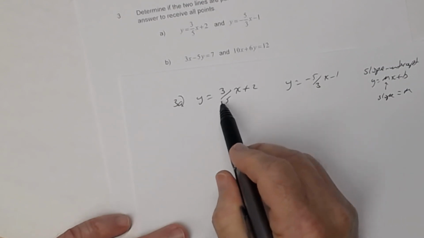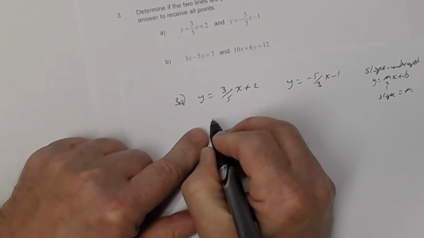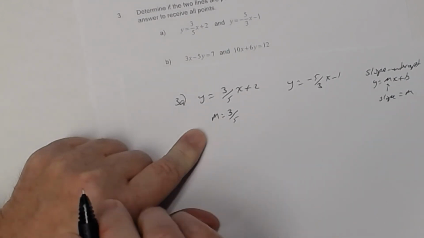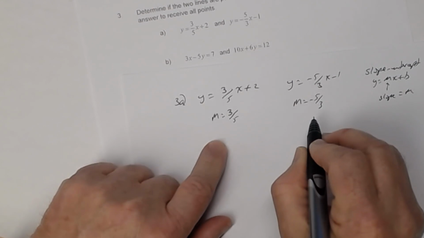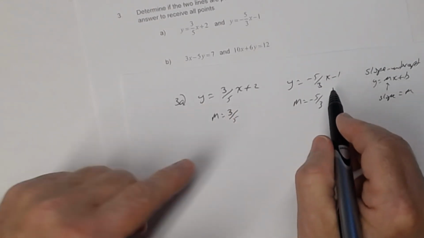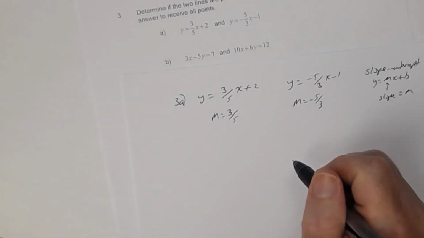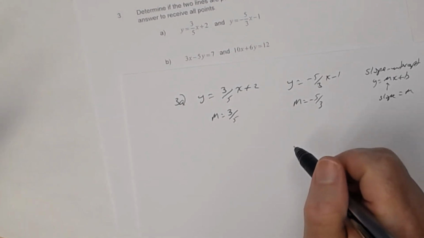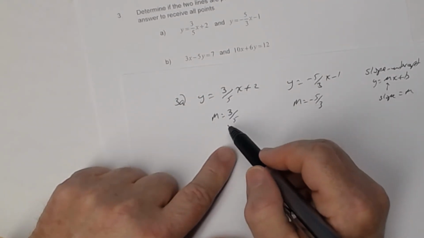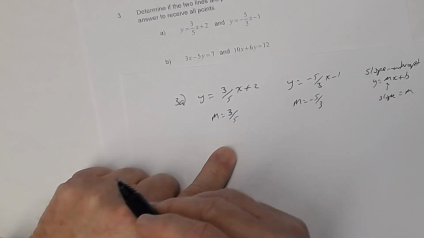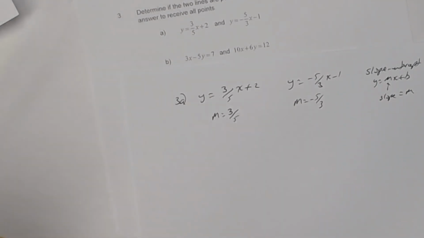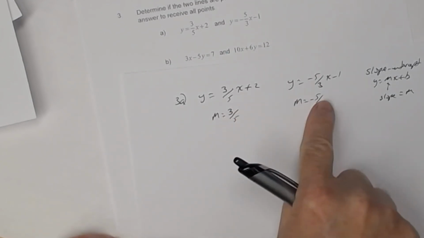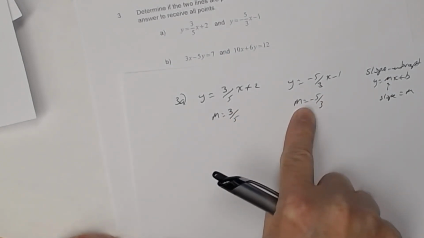So notice that in this case, for this line here, my slope is 3/5. Over here, my slope is negative 5/3. So you have to tell me what the slope was. You can't just say the lines are perpendicular. Why are they perpendicular? You got to tell me why. Well, you found the slope. You found the slope of this line is 3/5. You found the slope of that line is negative 5/3, right? Okay, so now let's compare the slopes. Notice that in these two lines, those two numbers are negative reciprocals of each other.